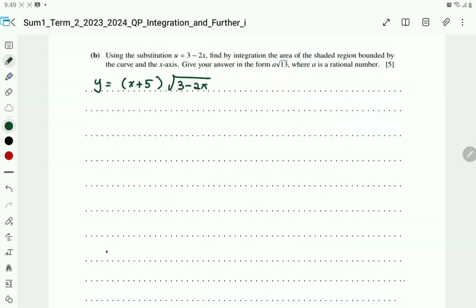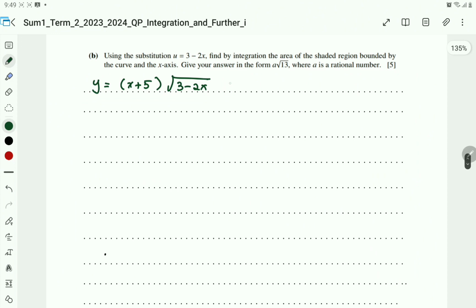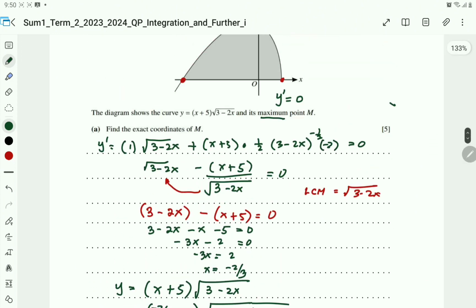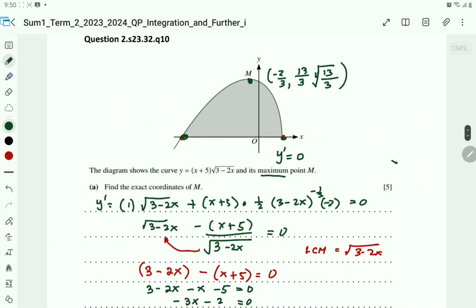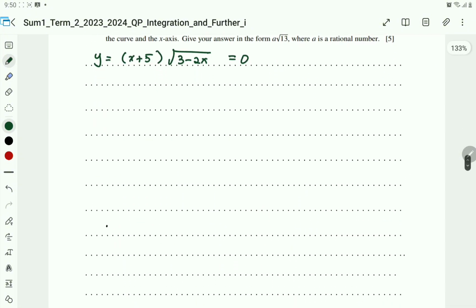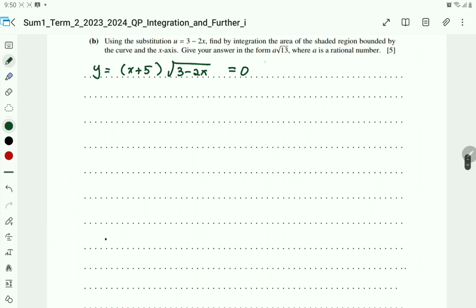Next, we need to look for the area under the curve, right? So we need first to find the boundary. So therefore make this equal to 0 because we are looking for this boundary here, okay? Making it equal to 0 will give you x is equal to negative 5 and x is equal to 3 over 2.